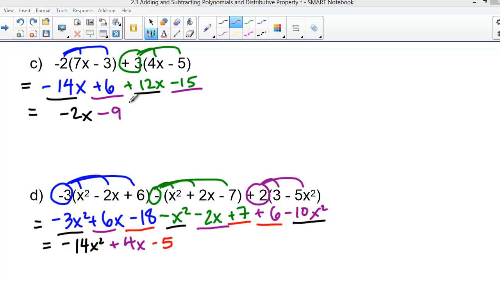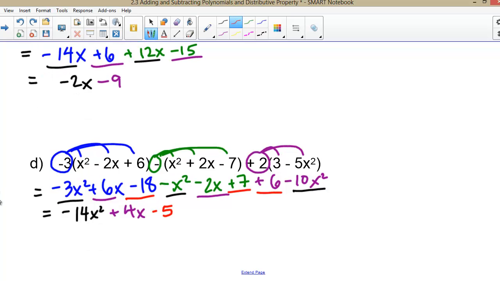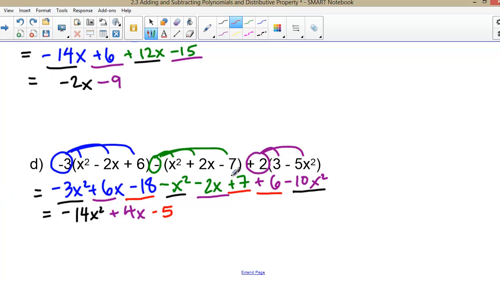You'll notice that there's stuff that can be collected. There are like terms that can be brought together. So the 14x and the 12x can get combined together, and the 6 and the negative 15. Again, it's all color-coded, so hopefully you can see. With question D, I just had the extra step, the extra set of brackets, but really nothing different, only there are a few more terms.